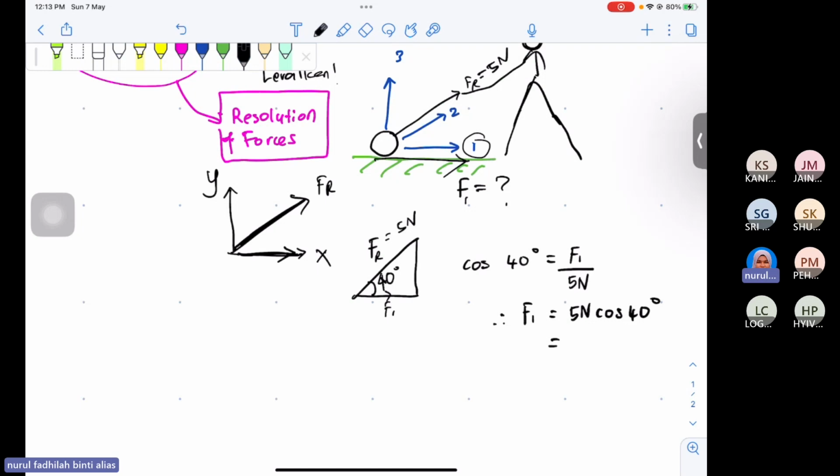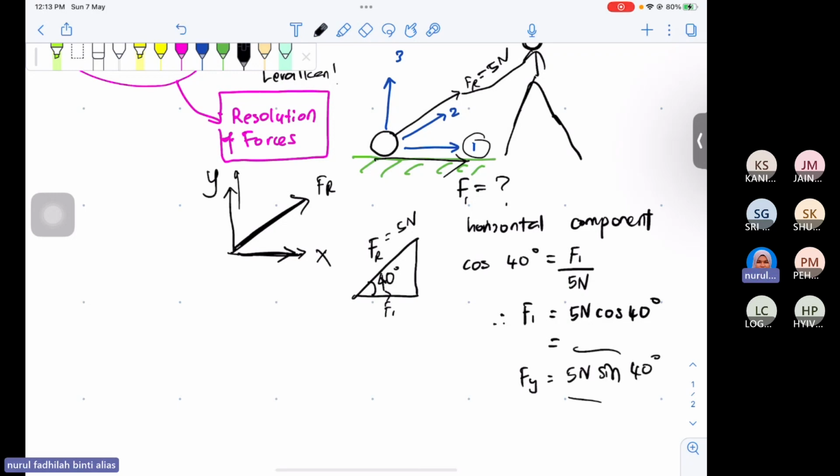That is if you want the horizontal component. We use the word component: horizontal component. It means from a single force, you can get component X. If you want component Y, say there is another object that is rising upward, then Fy will be 5 Newton sin 40 degrees. The value will be different. So that's resolution of forces.